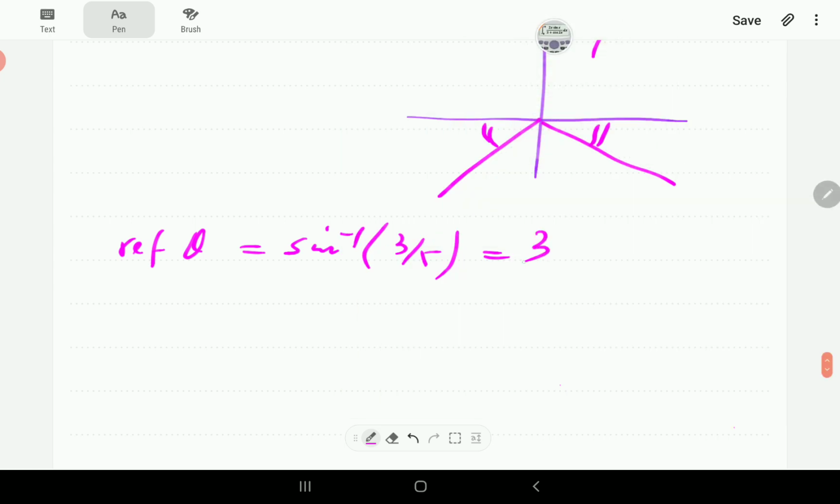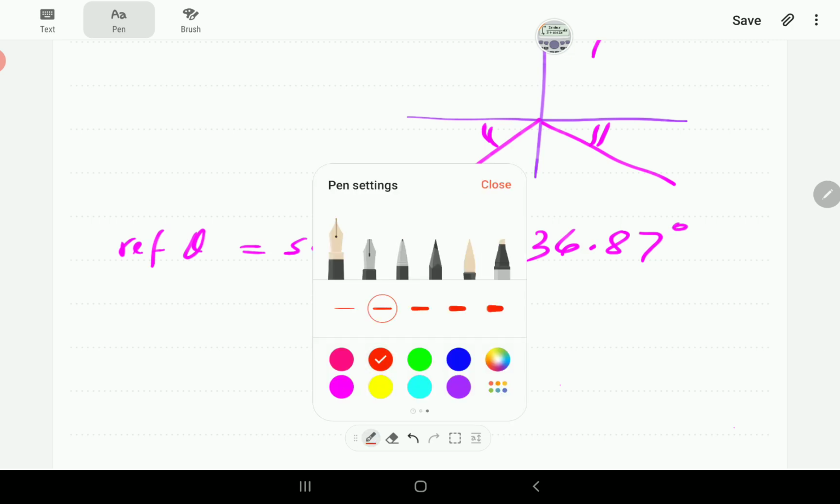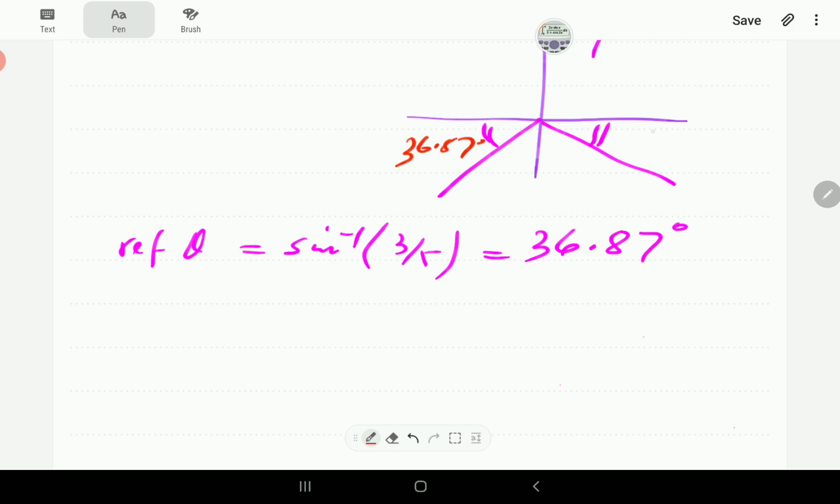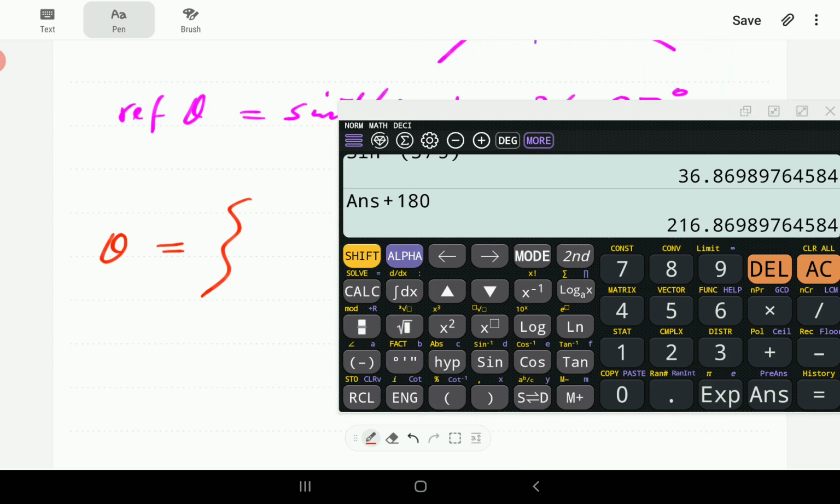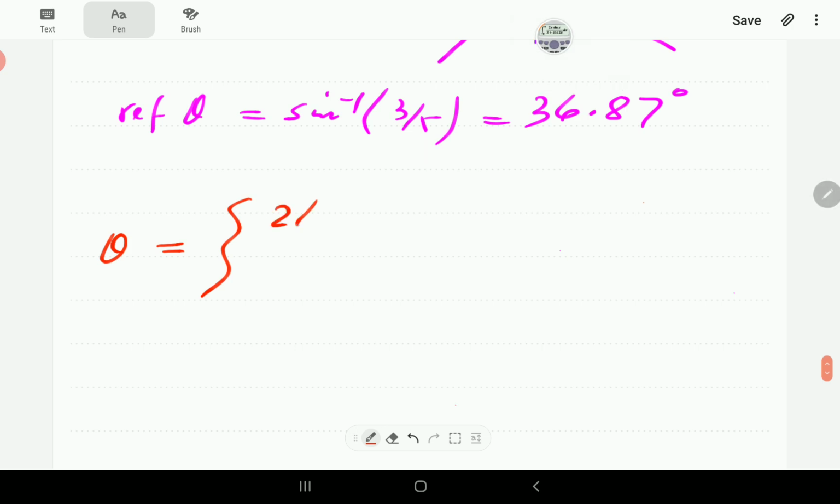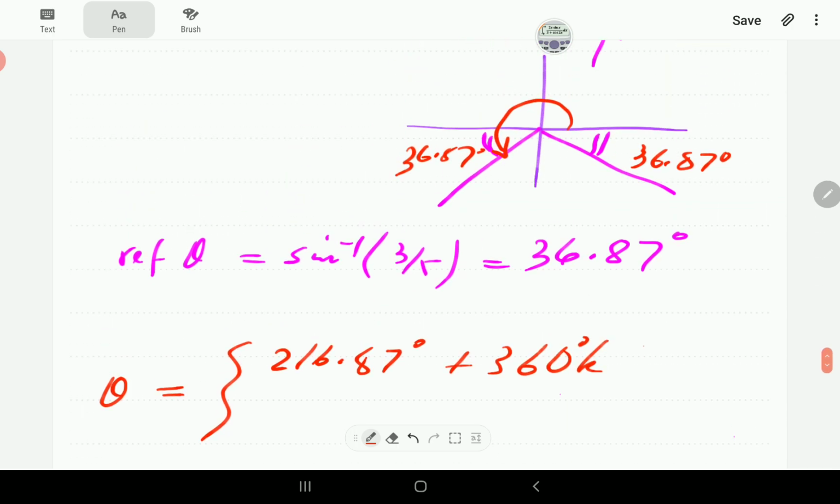degrees. That means this is 36.87, this is also 36.87, meaning this angle here is going to be 180 plus 36.87. So our solution theta is going to be this plus 180. It's going to be 216.87. Then we add multiples of 360. And then for the other angle, this one here, we're going to have to do 360 minus 36.87.